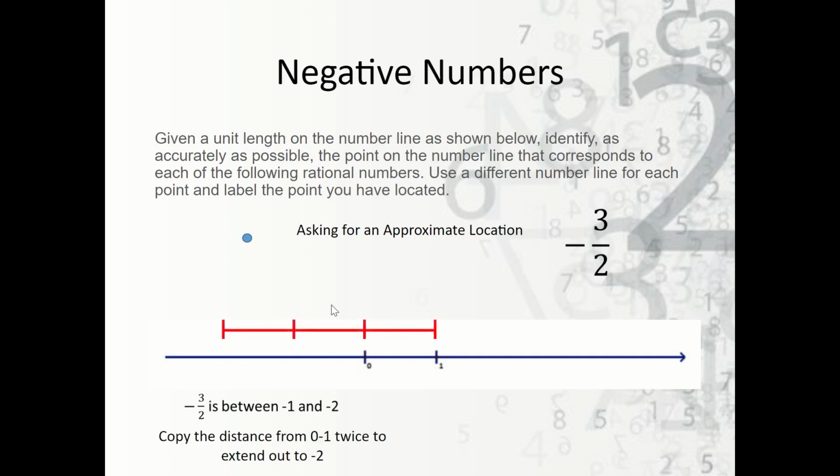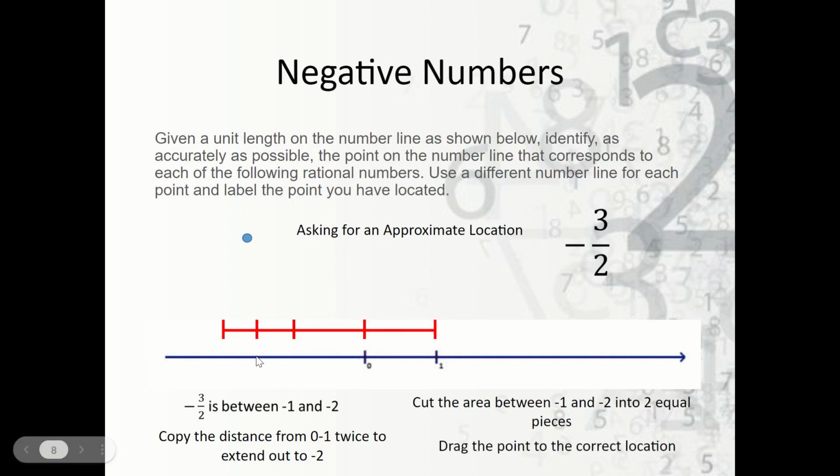So I take that distance and copy it over. Now here's negative 2, here's negative 1. So we should be right in here somewhere. So we're going to cut that part into 2 equal pieces because the denominator is 2. So we cut that into 2 equal pieces right there. And now we can say that the point should be right about here. That should represent negative 3 halves.